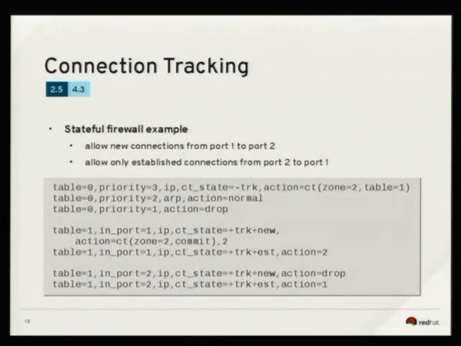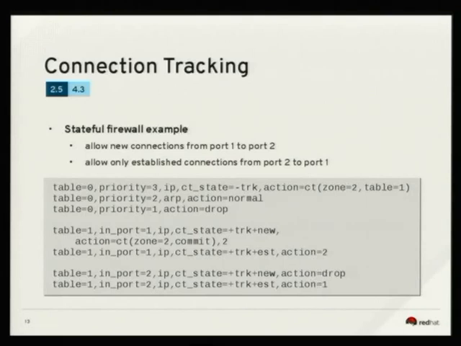So this is an example: a stateful firewall, which allows new connections from port 1 to port 2, but only established connections the other way. So you cannot initiate a connection from port 2. Let's look at this. It's quite complex, actually. We have table 0 and 3 rules with different priorities. The highest priority rule matches on IP packets. It's quite obvious. And this is important: when the packet is untracked, then we execute this action.